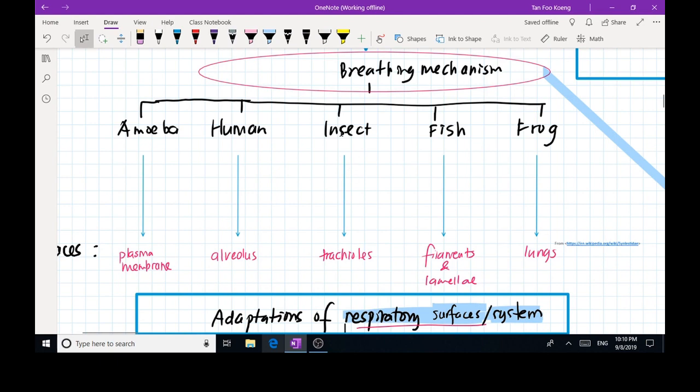In insects, the respiratory surfaces, which are the surfaces where gaseous exchange occurs, are at the tracheals. In fish, they will be the filaments and the lamellae. Where are they? They are found inside the gills. We are going to have a look later on. In frogs, basically they use the lungs to breathe, as well as the skin.